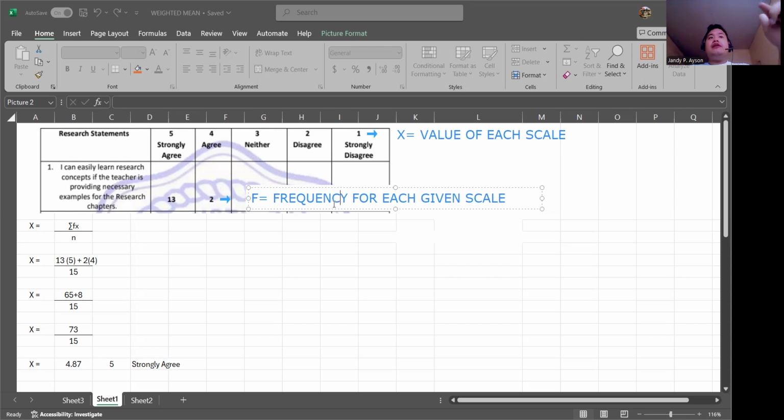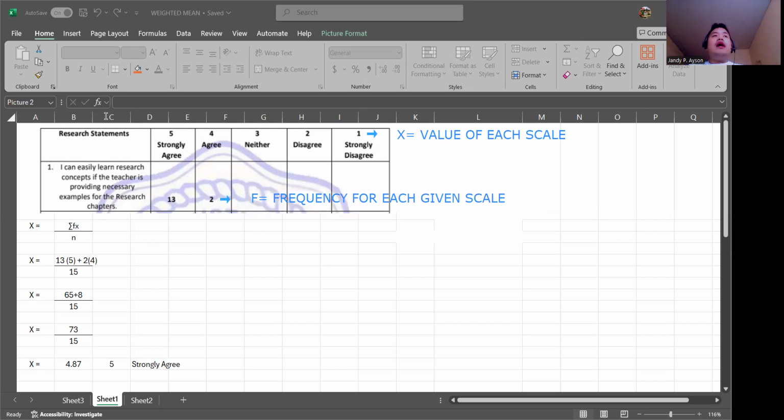Pag in-explain, ilan yung nagsabi ng 5, 13? Ilan yung nagsabi ng 4, 2? Ilan yung nagsabi ng 3? Wala. Ilan yung nagsabi ng 2? Wala. Ilan yung nagsabi ng 1? Wala. So, yan po yung tinatawag na value for each given scale. So, we already have our F.